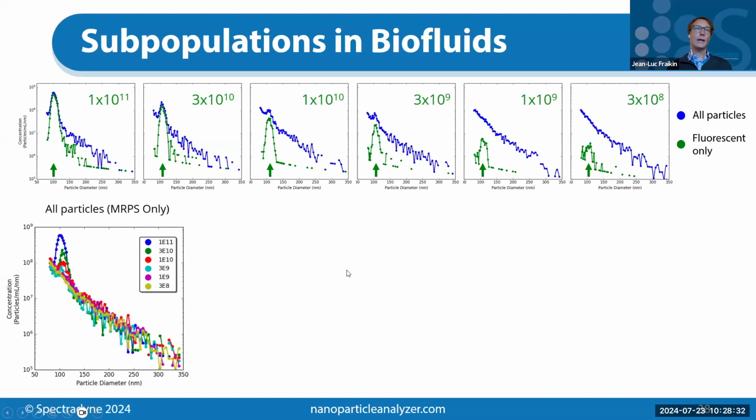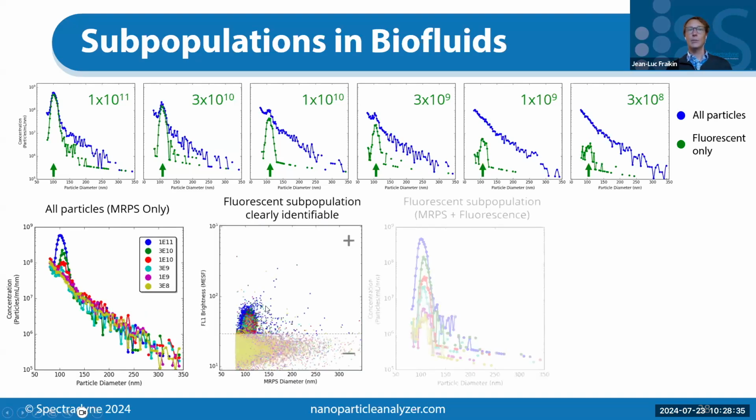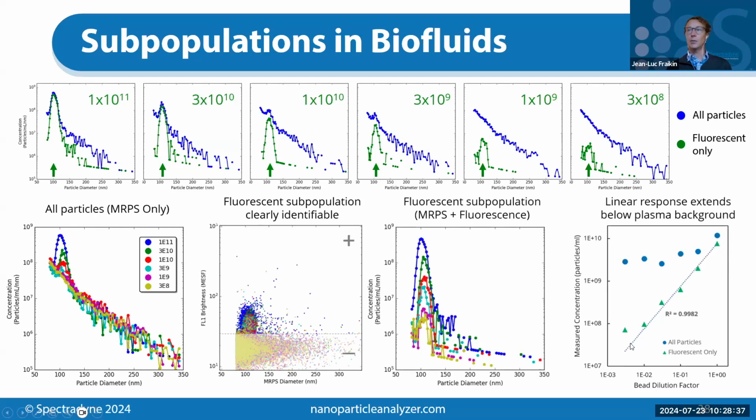We can look at this data in a few different ways, but the most compelling one is in this bottom right here, where we just report the measured concentration of the fluorescent particles in the plasma across this serial dilution. And you can see that we can accurately quantify the concentration of the fluorescent particles as a subpopulation in the plasma down to about 100-fold lower concentration than the plasma itself. So here we're accurately quantifying a subpopulation of particles using their fluorescence directly in the plasma using the ARC.